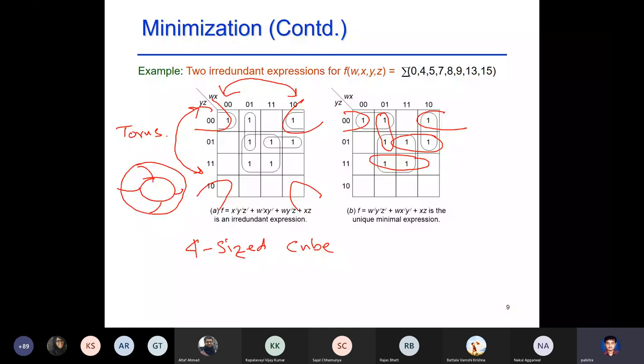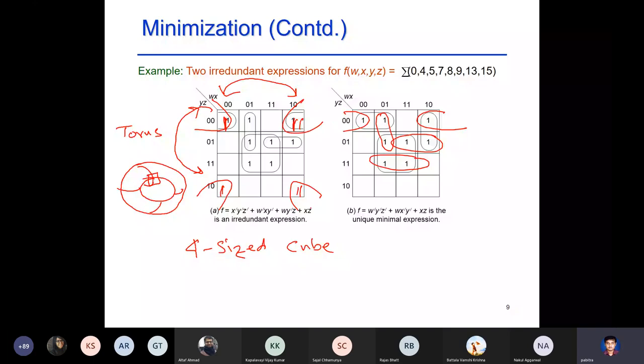So if these 4 were my true min terms, then I can form a 2 by 2 sized, 4-sized cube out of it. What will be the reduced expression for these 4? Anybody? Just tell me the reduced expression. X bar, Z bar. Okay.